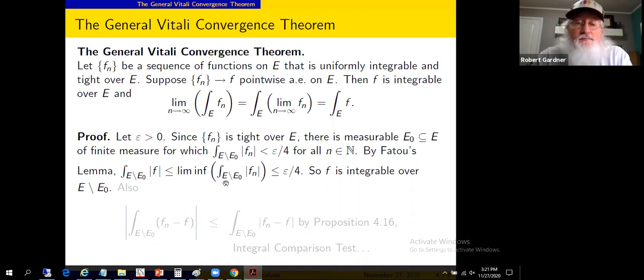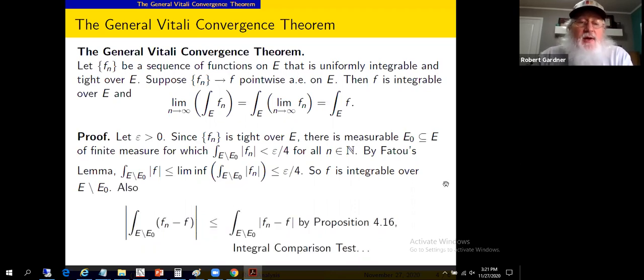Now, these integrals for all n are bounded above by epsilon over 4. So when we take a lim-inf, that lim-inf is also bounded above by epsilon over 4. In the limit process, we pick up an or equals to there. But there's your integrability of f over this set. So the integral over E set minus E sub 0 of the absolute value of f is bounded. It's bounded by something small even. So we've got f is integrable over E set minus E sub 0. We've claimed that f is integrable over E, so that's only part of it. So we're not done with that piece.